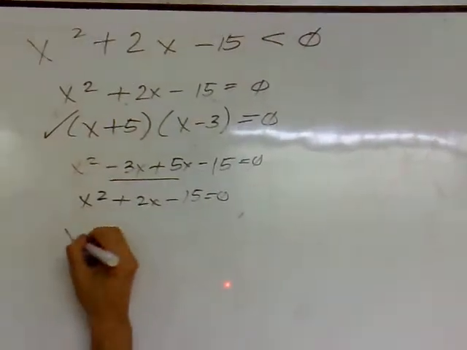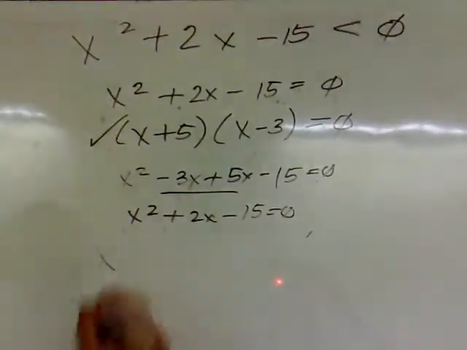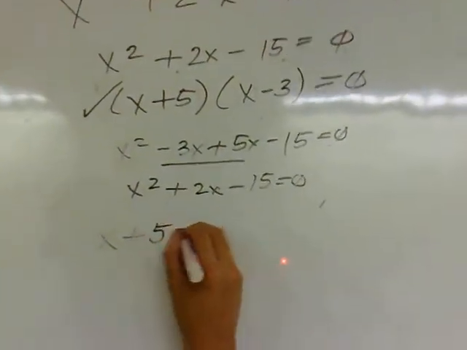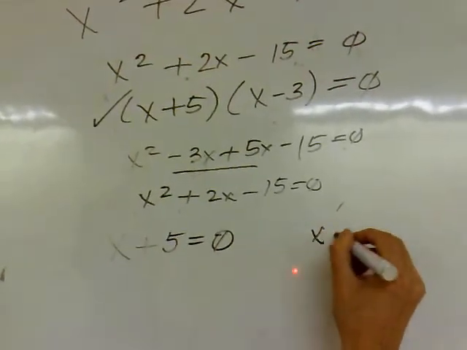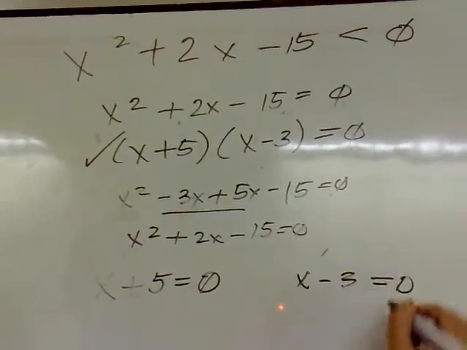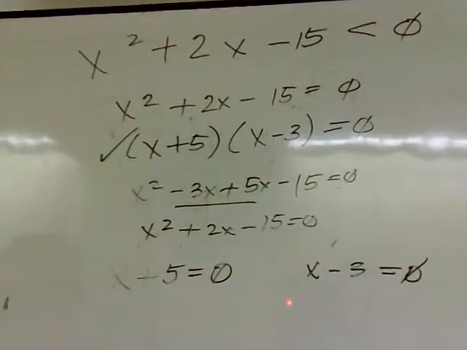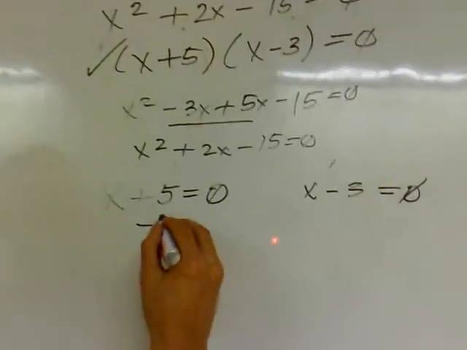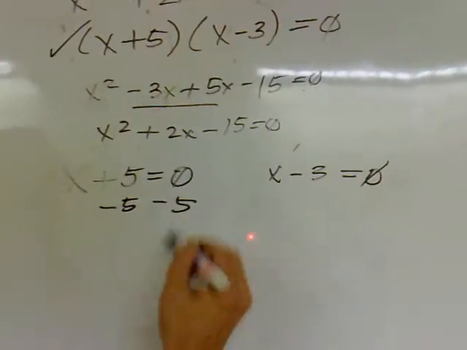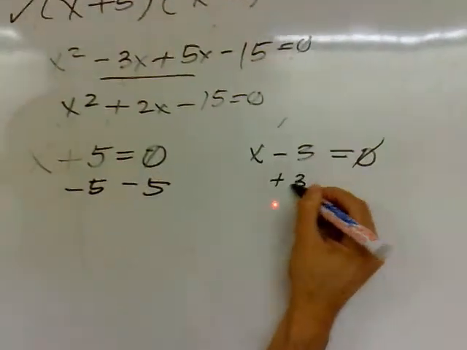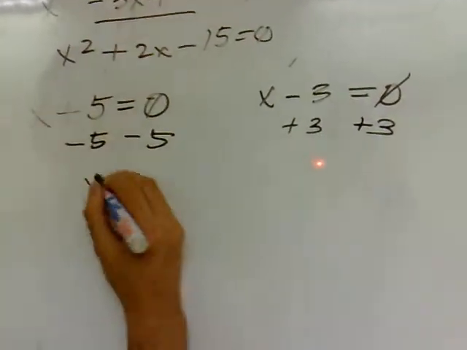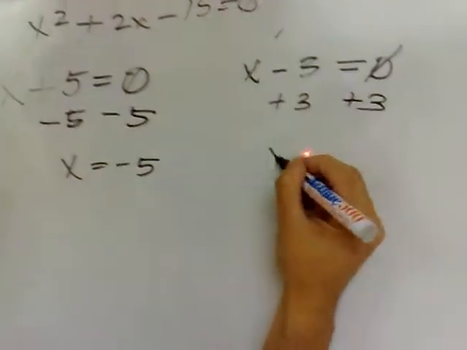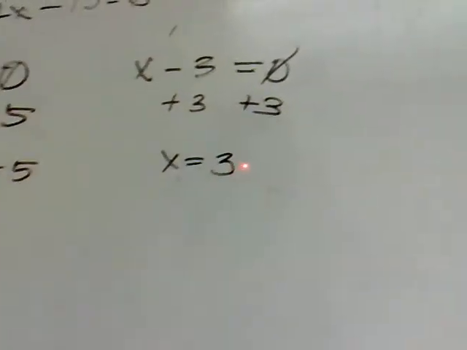Now I want to go ahead and get the values for x plus 5 and x minus 3. I'm going to write x plus 5 equals 0 and x minus 3 equals 0. Now this is so simple, I could get x by subtracting 5 on both sides and adding 3 on both sides. x equals negative 5 and x equals 3.